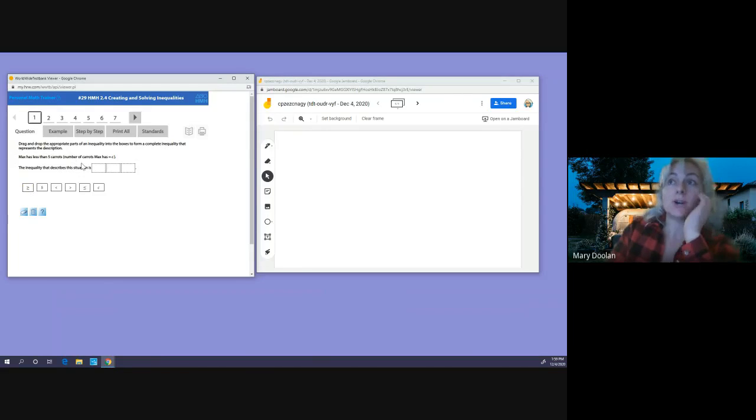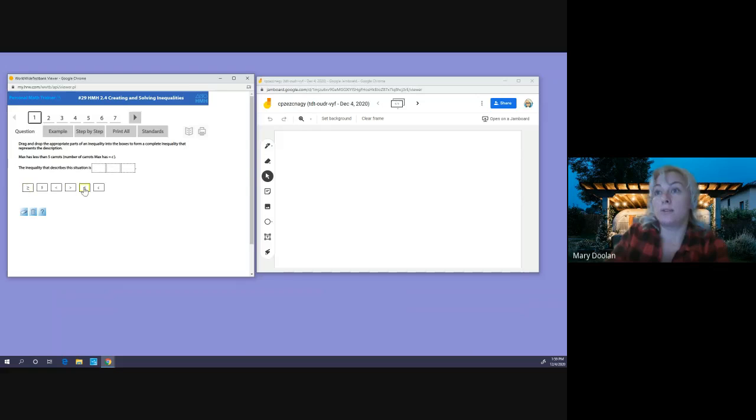It says drag and drop the appropriate parts of an inequality into the boxes to form a complete inequality that represents a description. Max has less than 5 carrots. Number of carrots Max has equals C. The inequality that describes this situation is.